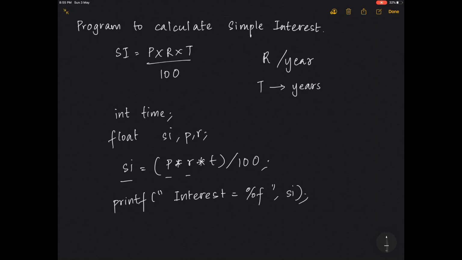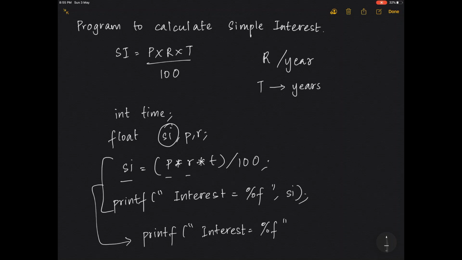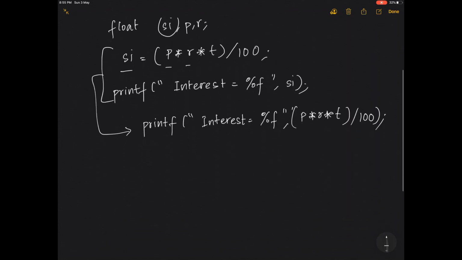Or in place of all these, you can declare the variables, avoid the SI variable, and in place of all this you can go ahead and write printf interest is equal to %f and write the formula for P asterisk R asterisk T by 100. This will still require you to declare P, R and T. So this is for a normal time in years, where rate per year will be given.